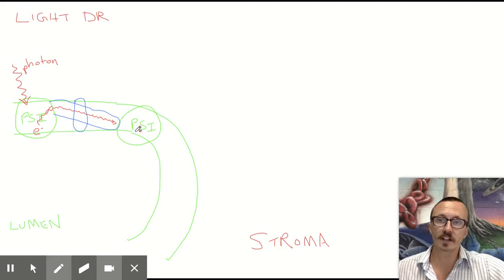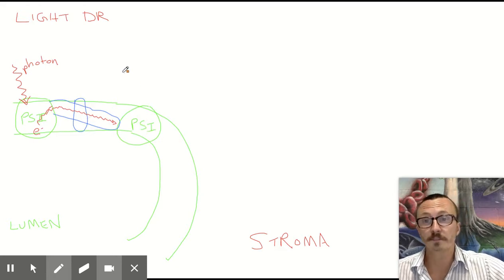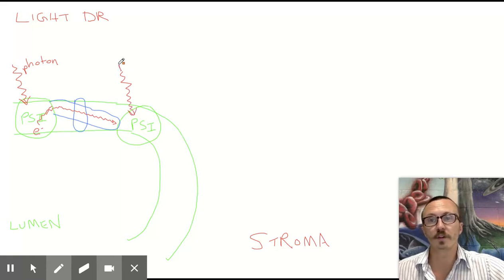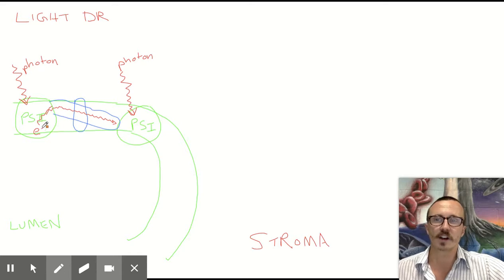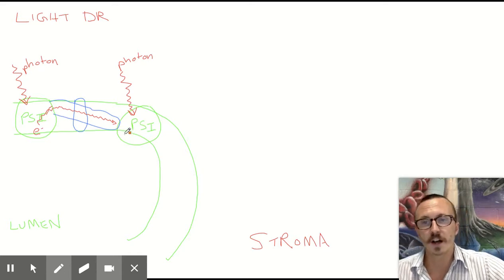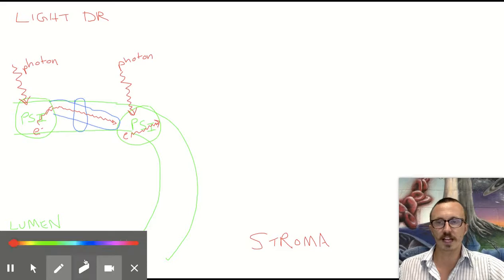And then when the electron gets over here to photosystem 1, photosystem 1 has chlorophyll and other accessory pigments as well, and it's going to absorb another photon of light. It's going to absorb some more sunlight, and it's going to re-excite this electron, right? So this electron was kind of losing some steam. It gets zapped by another photon, and he gets excited again, right? Rises to a more energetic state.